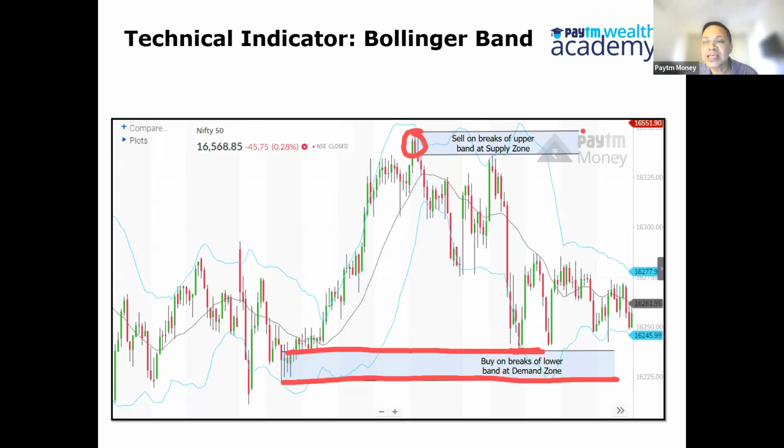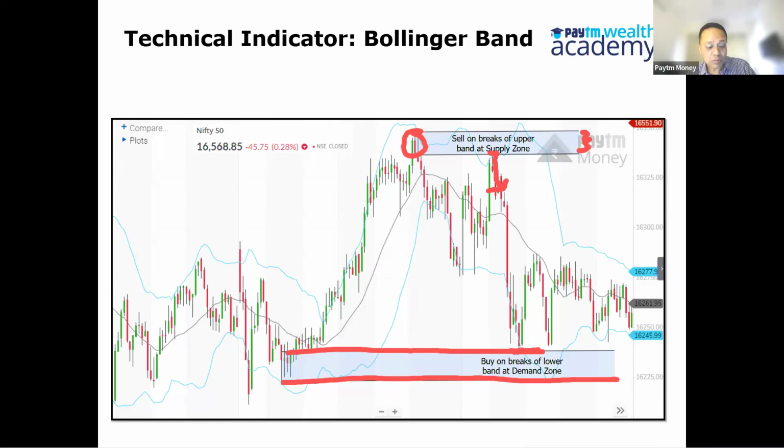So what did we do? We marked this supply zone. Price came and touched the supply zone here. When price touched the supply zone, it did not cross the Bollinger Band, but it is already at the extreme of the band. So the probability of reversal becomes very high. Okay, so we are using both in combination.